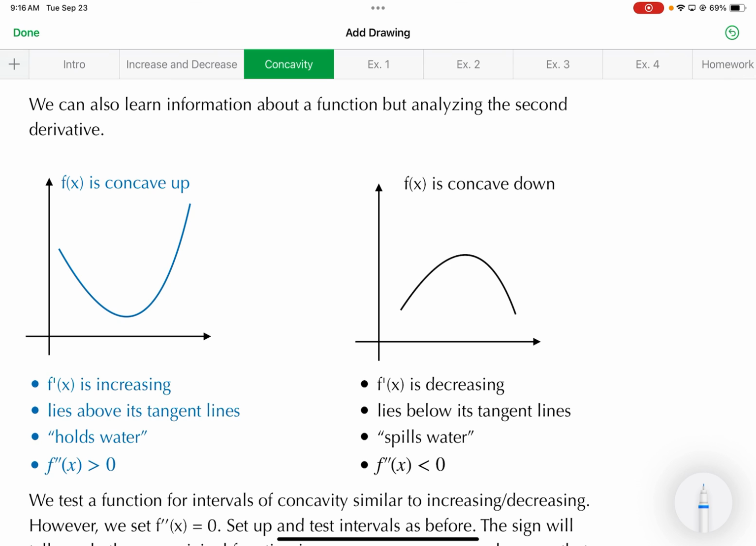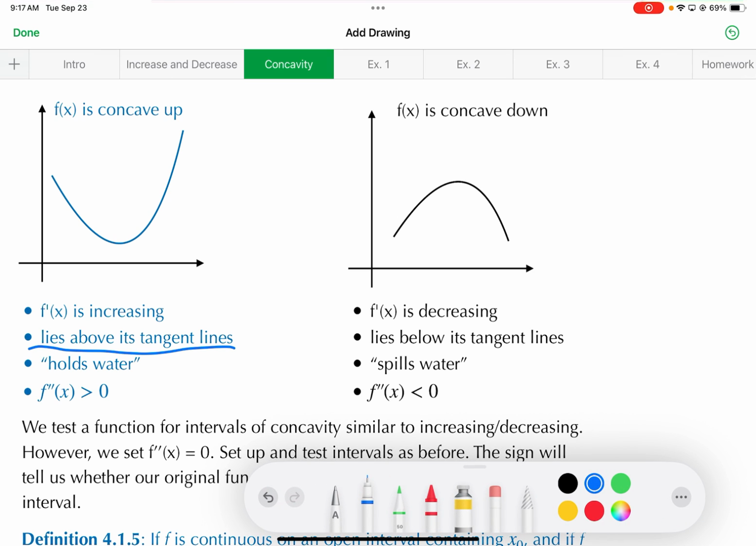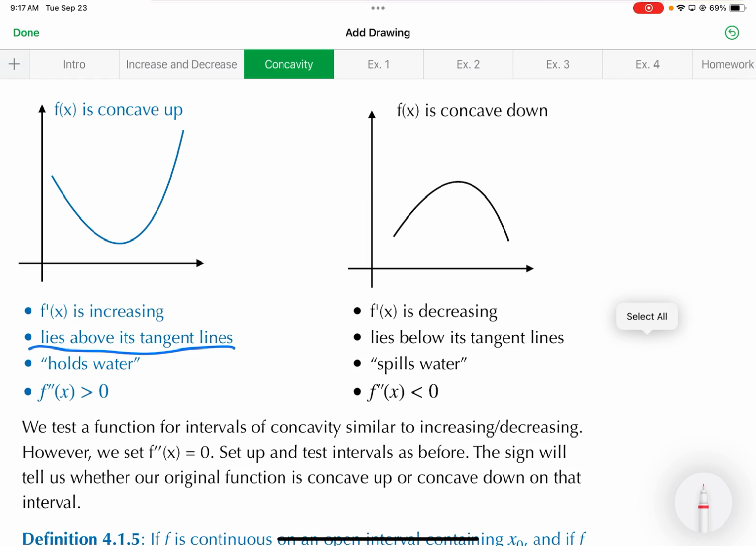Now, what I usually go off of if I'm visually trying to determine if my graph is concave up or concave down is this part right here. Your function will lie above its tangent lines. So if I sketch those little tangent lines in there, I want you guys to see that my graph is above my tangent lines.